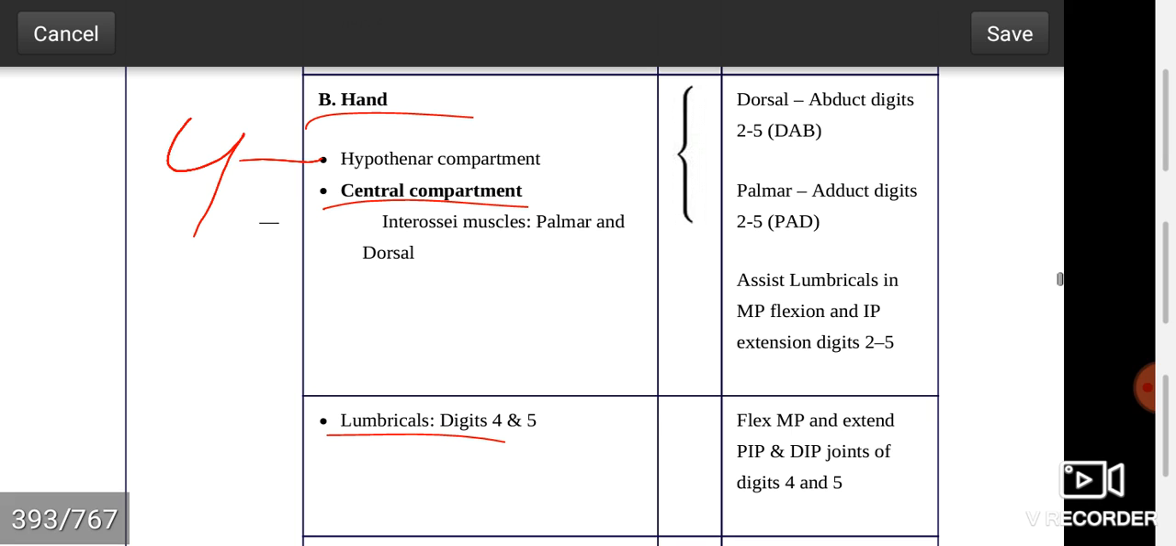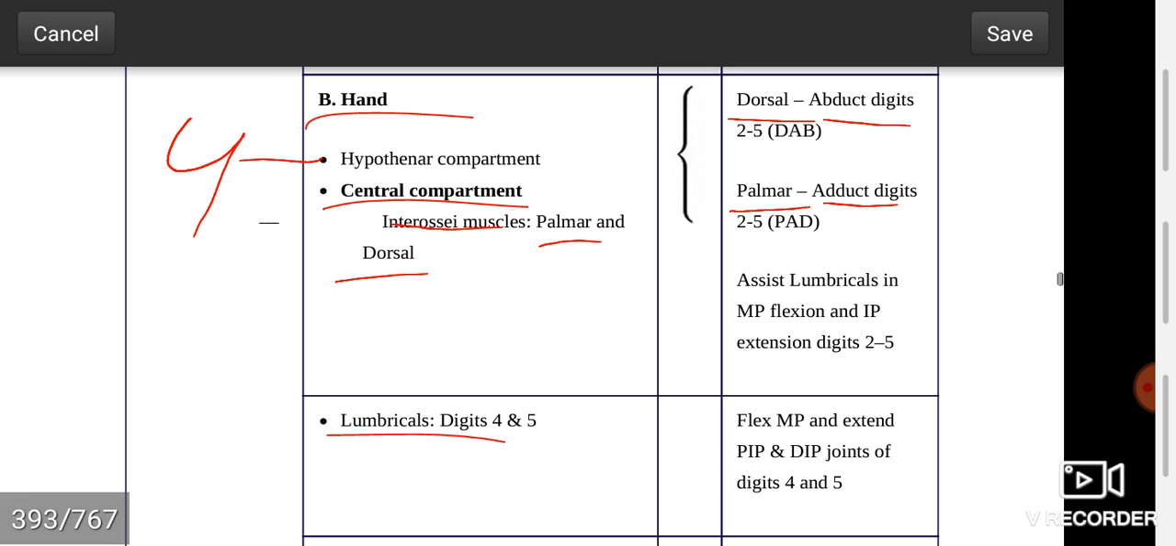In the central compartment, we have 8 interossei muscles. Interossei is a name where inter means between and ossei means bones, so they are the muscles located in between the metacarpal bones, and we have 2 kinds of interossei: palmar interossei and dorsal interossei. 4 are palmar and 4 are dorsal. The dorsal interossei muscles abduct the digits, and the palmar interossei muscles adduct the digits. So this abduction and adduction of the digits is the work of the palmar and dorsal interossei muscles.